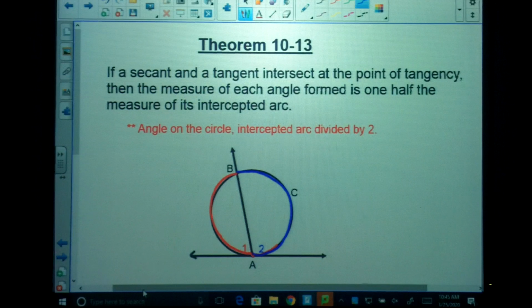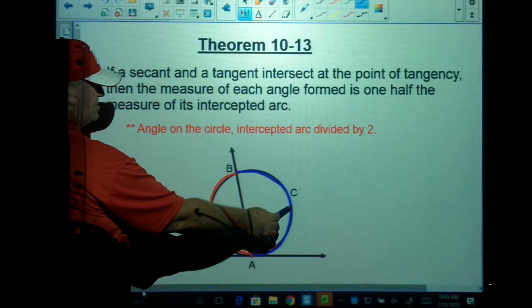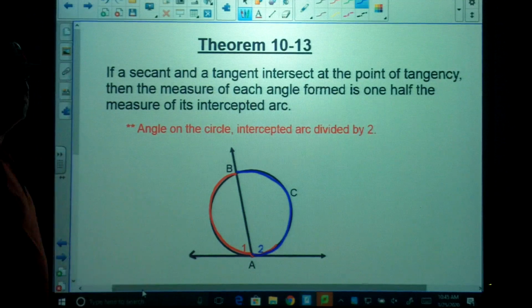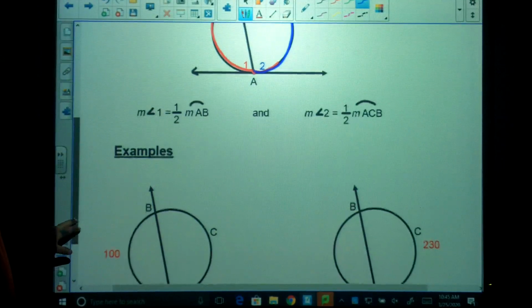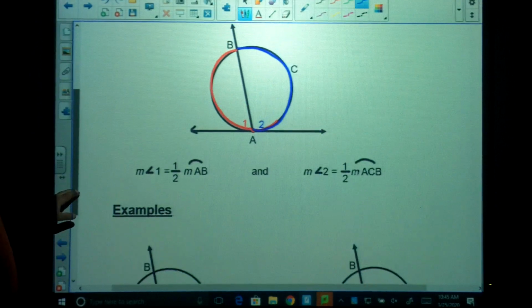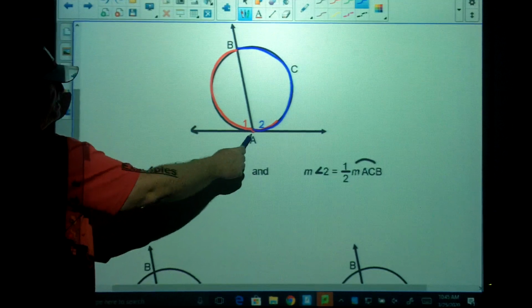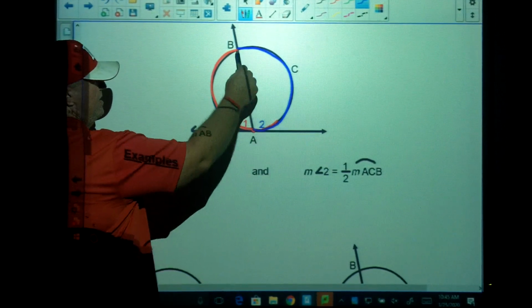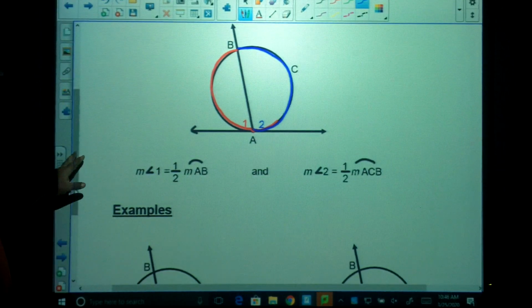Now remember, a circle is 360 degrees. So if they want you to find angle 1, but they give you this arc measure, you have to subtract it from 360 to find this arc measure before you divide by 2. So the measure of angle 1, which is here, is going to be 1/2 the measure of AB. And the measure of angle 2 is going to be 1/2 the measure of ACB.